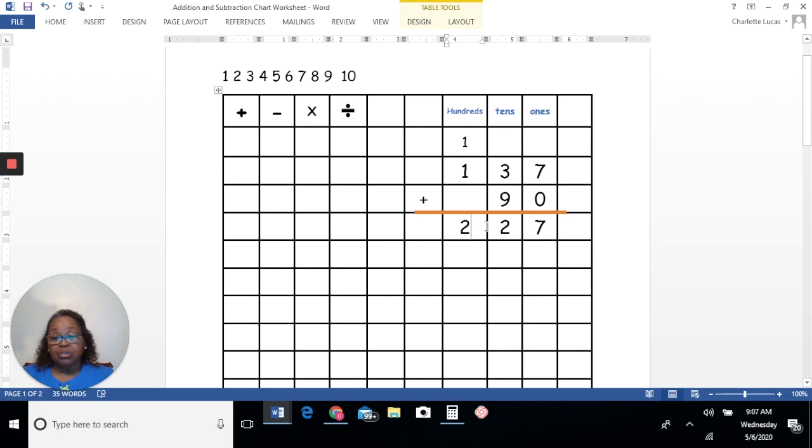Good job, guys and girls. We learned that we do not use the word "and" when we are reading our numbers. It's 227, not 200 and 27. Only use "and" when you're doing decimals. Excellent. You've done a great job today.